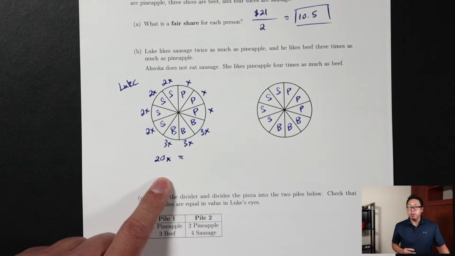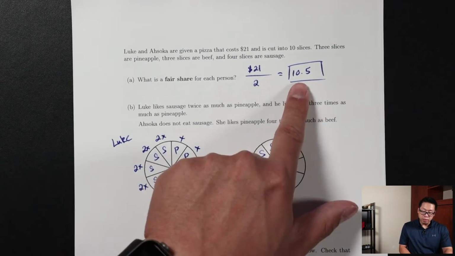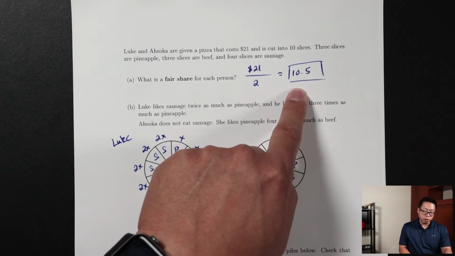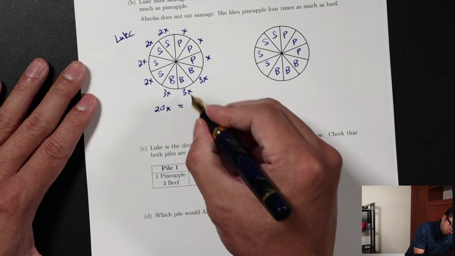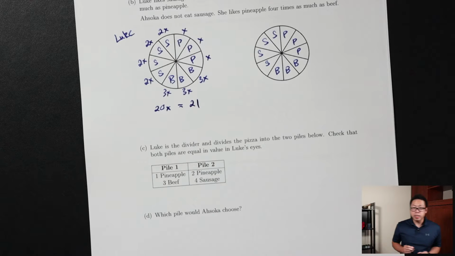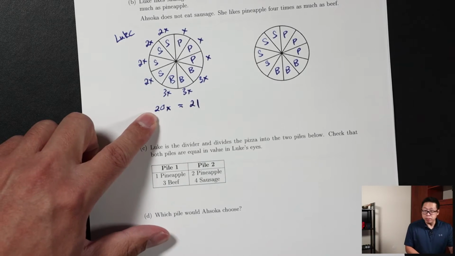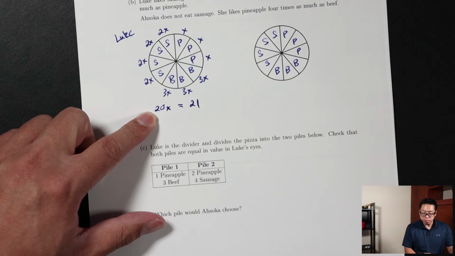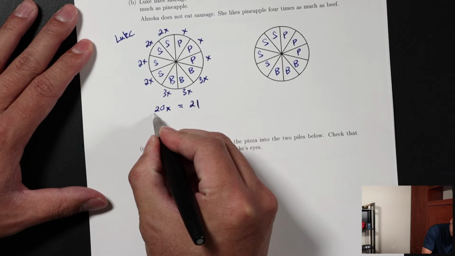Set it equal to the value of the entire pizza. The entire pizza is worth, not 10.5. 10.5 is the fair share. The entire pizza is 21. So set it equal to 21. Get the x by itself. To get the x by itself, currently it is being multiplied. To undo a multiplication, you're going to divide both sides by this 20 to get rid of it.